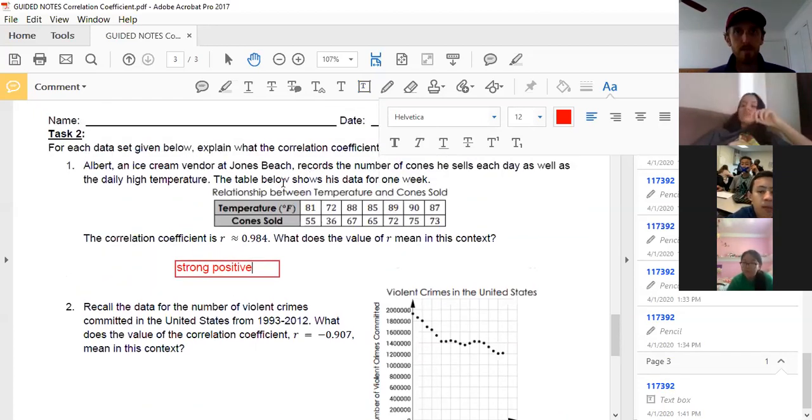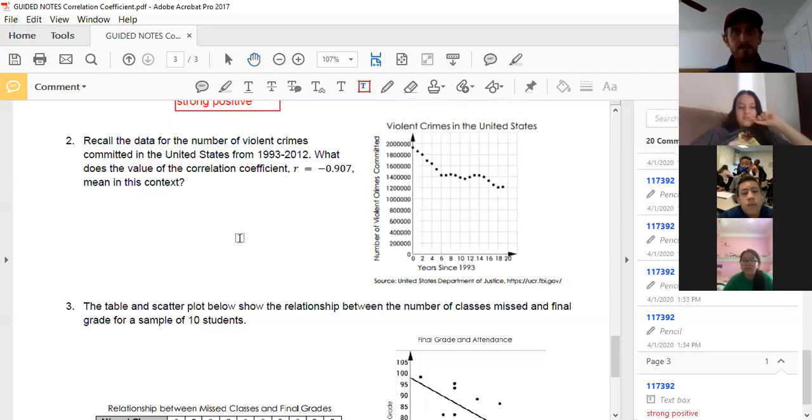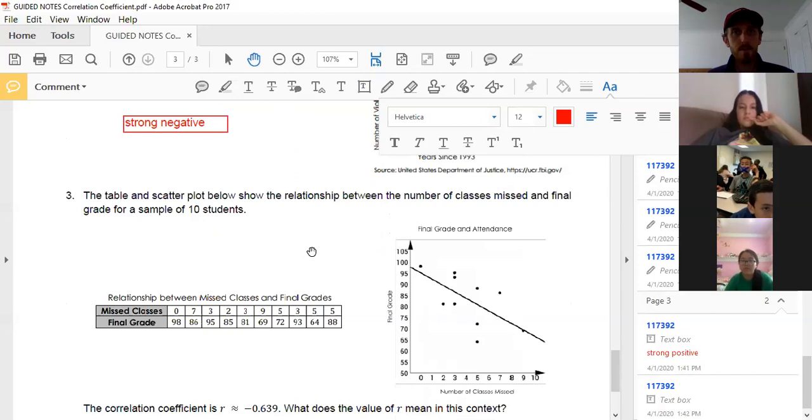In this context, that means the higher the temperature, the more cones that are sold. Makes it simple. All right, for the second one, Samantha, you said it's strong and negative. All right, strong again because it's close to 1. It's got a negative there. We've already kind of talked about this one, right? The more the years, the less the crime. That's a negative relationship.